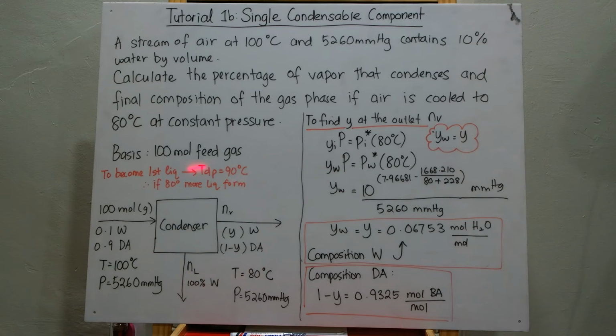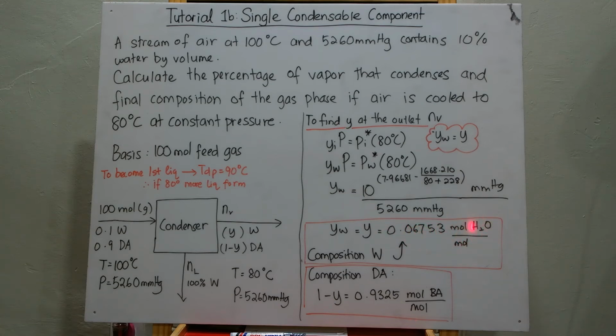Because all this system is gas-liquid in equilibrium, we can apply Raoult's law. To find the mole fraction, we remember Raoult's law for a single condensable component, where we have this equation. We know the pressure and also T, so we just plug in, and then we obtain our mole fraction of water here as 0.06753 mole water per mole.